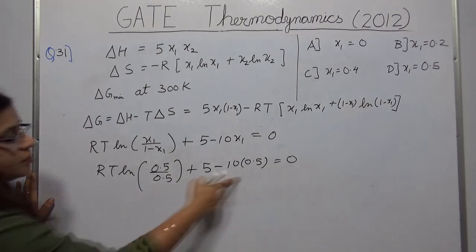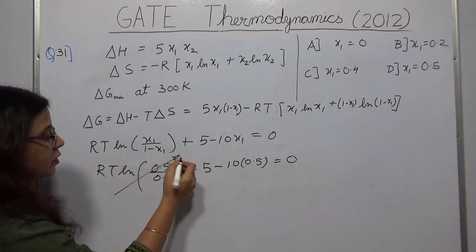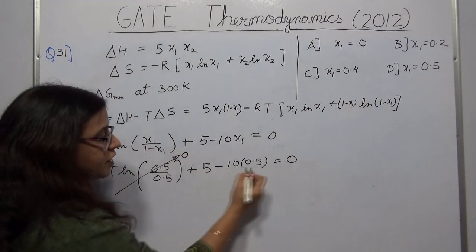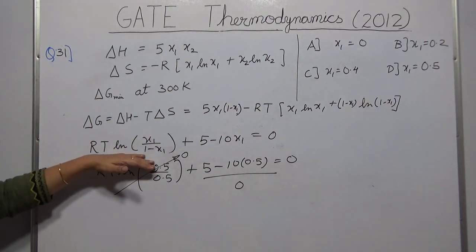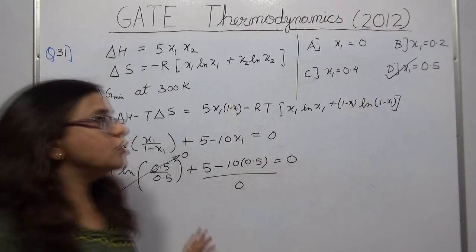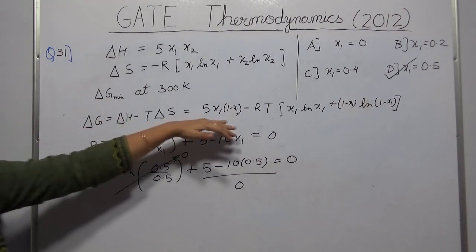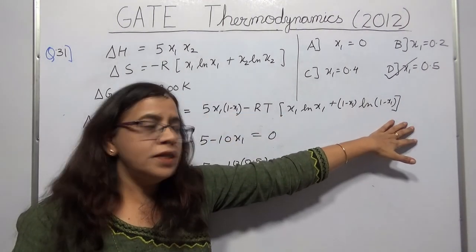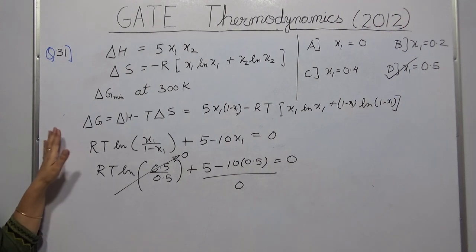Let's see if this term is 0. 0.5 by 0.5 is 1. Ln of 1 is 0. So this term is 0. 10 multiplied with 0.5 is 5, 5 minus 5 is 0, so this term is also 0. So this equation is satisfied when your x1 is equal to 0.5. So this is the right answer. This was a very simple problem. The only time consuming step was to take a differential of this and equate it to 0, which I have not done. You can do it and check with my answer. You should get this relation.